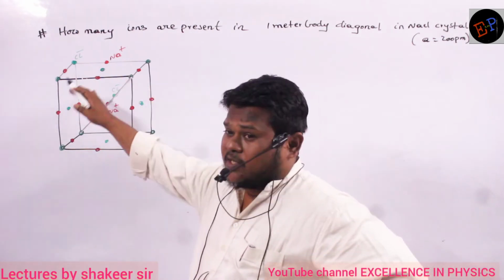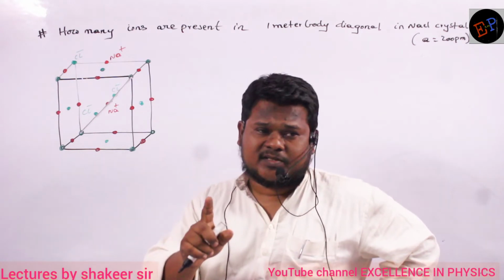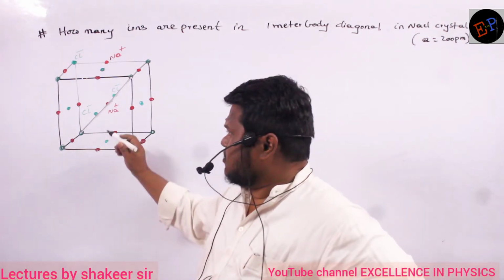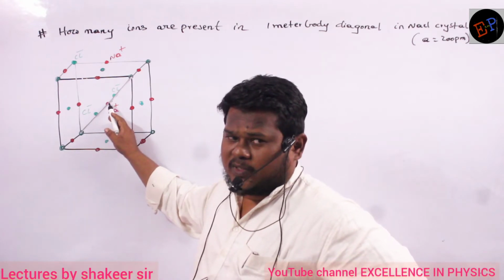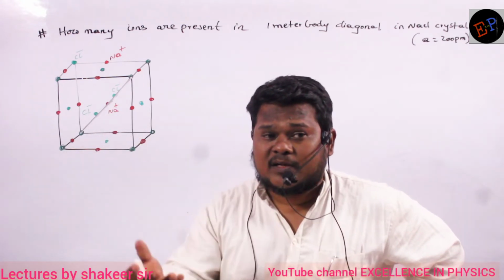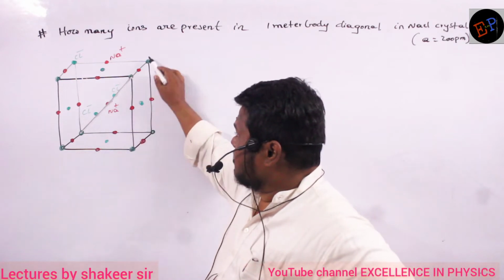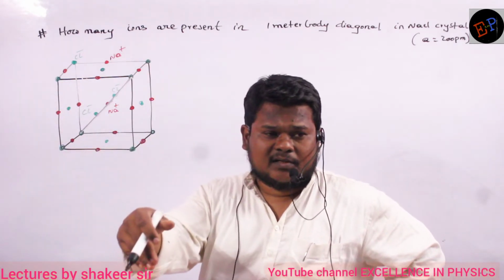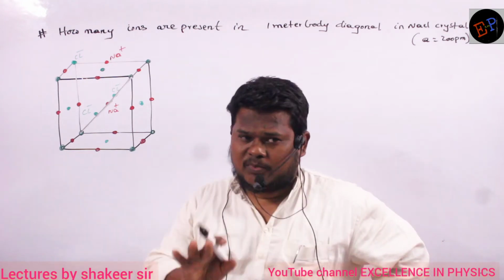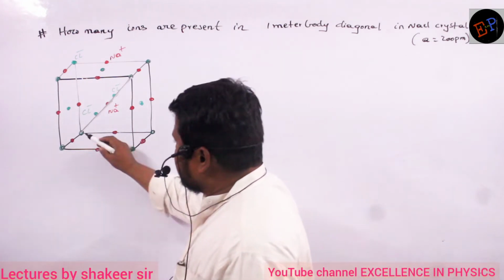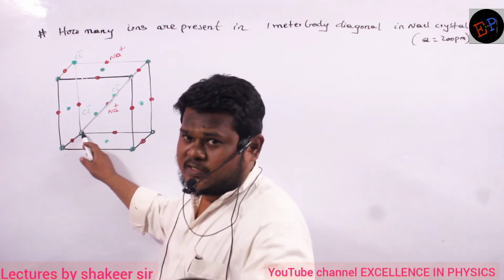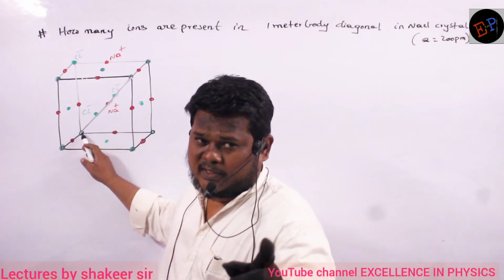And how many edges are there? 12 edges are there. And there is one Na plus exactly at the center also. So this is one NaCl. Then where are the Cl minus ions present? Cl minus ions are present at the corners, 8 corners, and they are present at the center of the faces also. Now see, this body diagonal is touching this Cl minus, no? Because it is present at the corner. Are you able to understand?